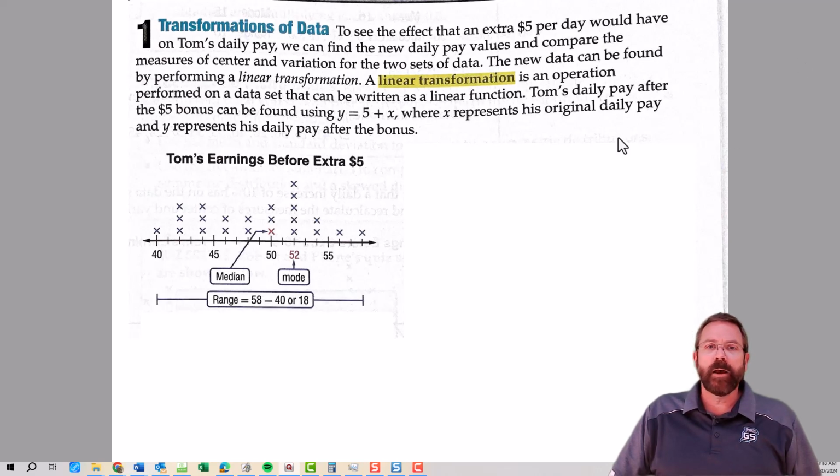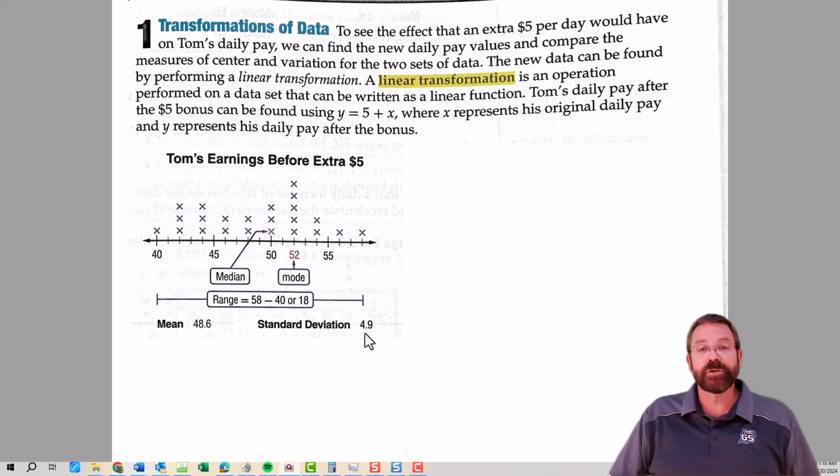All right. Now we're going to look at the range. The range is going to go from $58 minus $40, which is $18. So there was an $18 range in what his daily pay was. And the mean, the average, was going to be 48.5, which would be somewhere around right here. And it can be 48.6. And his standard deviation was 4.9. 4.9 is a pretty high standard deviation when we're looking at an average of 48.6. So that strikes me as being a little bit high for a standard deviation.